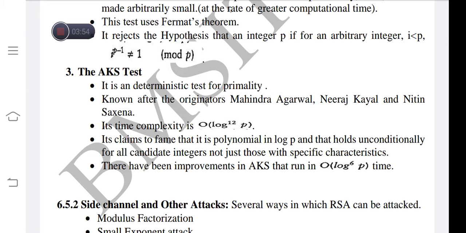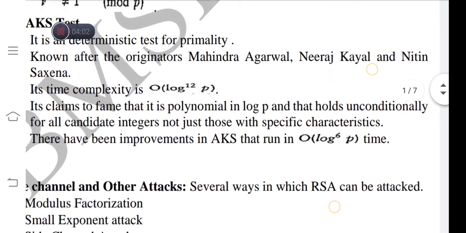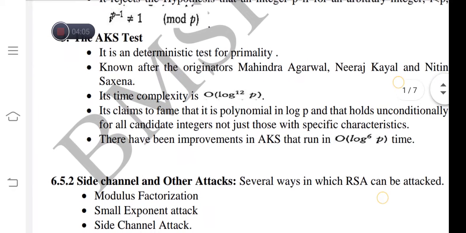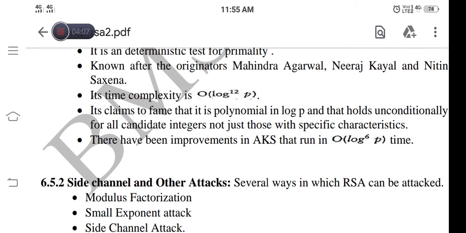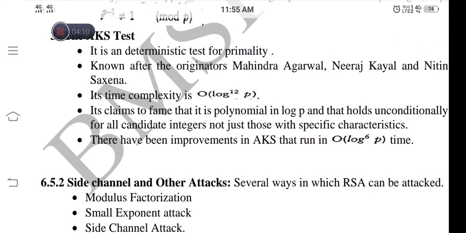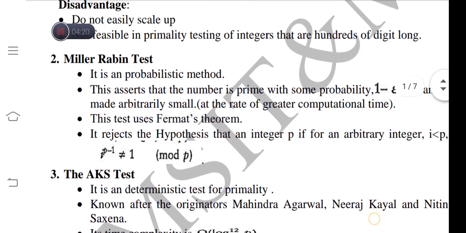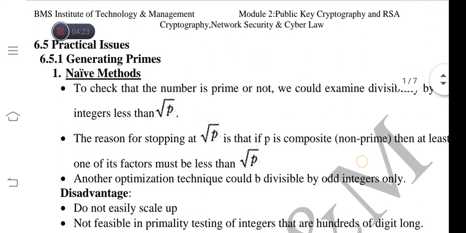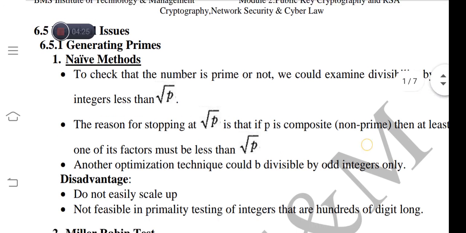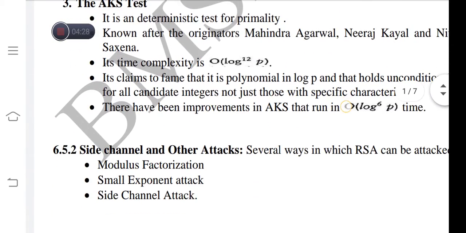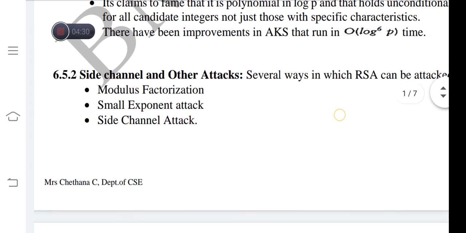And later on there were improvements in the AKS test that run in big O of log to the power 6 p time. Okay, that is an improvement from log to the power 12 to log to the power 6 in the AKS test. The algorithm details have not been given, just the points with respect to this test are discussed. Okay, so these are a few points on generating the prime values with respect to the RSA algorithm.